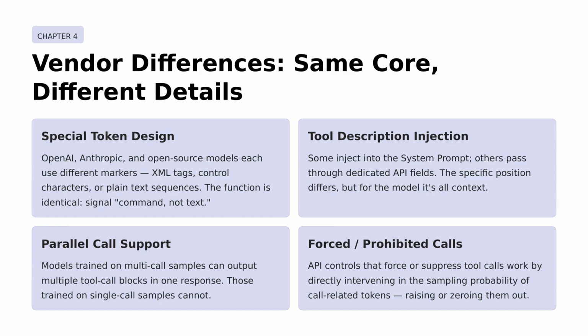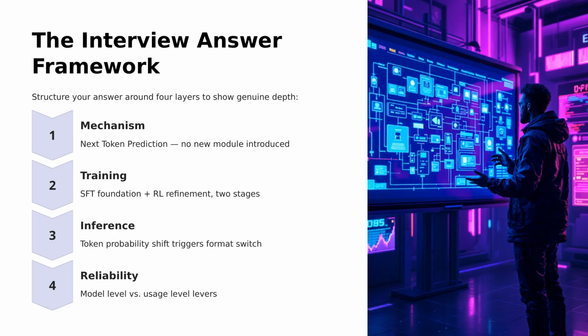Welcome to Chapter 4, Vendor Differences. While OpenAI, Anthropic, and open source models share the same core functionalities, they differ in details. They use unique markers like XML tags or plain text for signaling commands. Tool descriptions might be injected directly or through API fields, altering the context. Models trained on multi-call samples manage multiple tool call blocks, unlike single-call models. Lastly, APIs can force or block tool calls by adjusting token sampling probabilities.